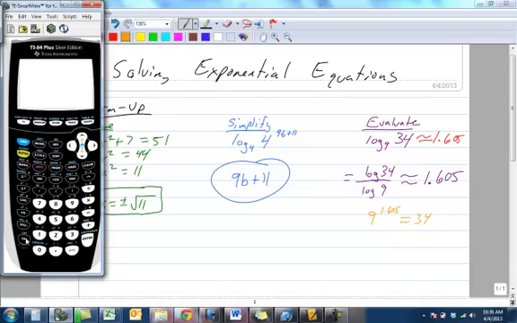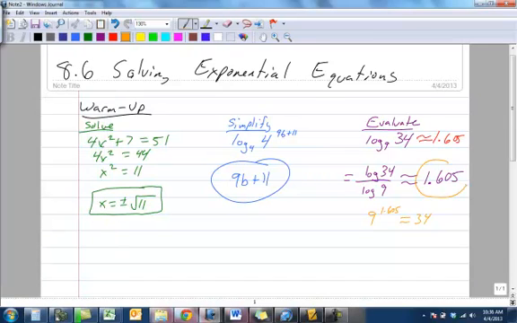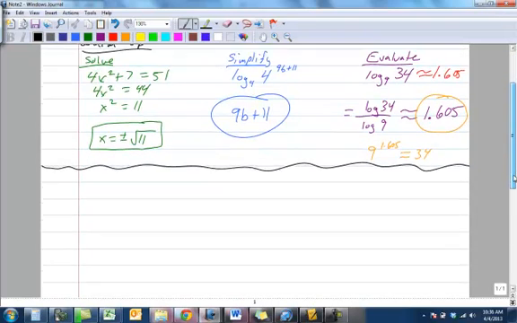Put that in your calculator. You get 9 to the 1.605. Boom. That's pretty close. That's pretty doggone close to 34, right? So this is our solution. Good. We're going to use all these pieces in today's lesson.